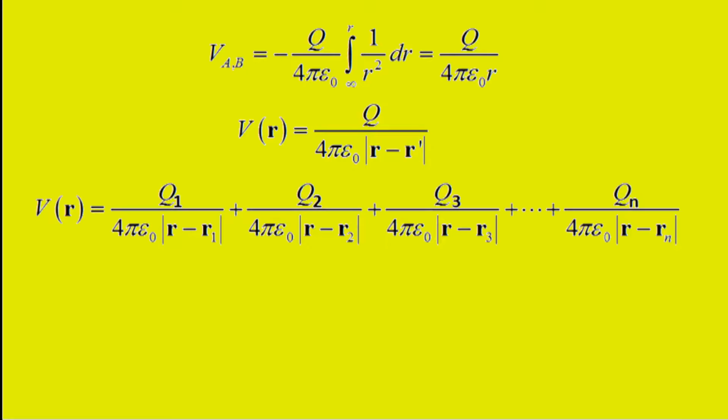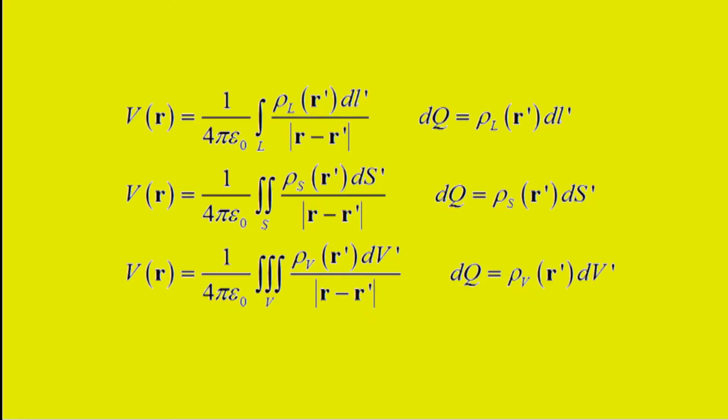If there are multiple charges, and we want to find the potential at a point due to all of the charges around it, we simply sum up the contribution from each charge. This can be condensed into a summation formula to make things a little bit simpler.